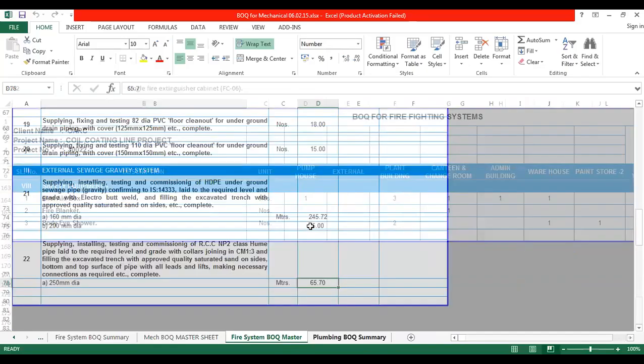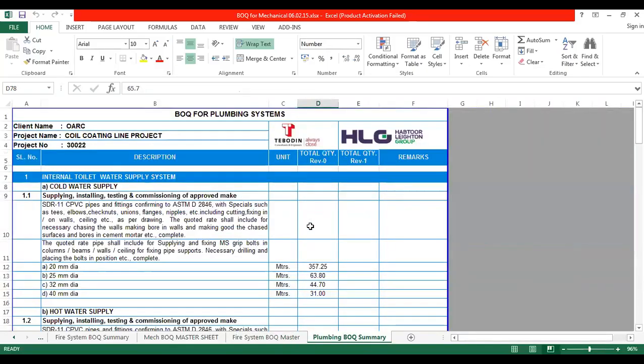So two types of BOQ are there. One is only quantity, description, specification, quantity, that's all, without rate. Another one is description, specification, quantity with the rate. Two types of BOQ are there. Which one is required for the project, that model we can prepare and give.